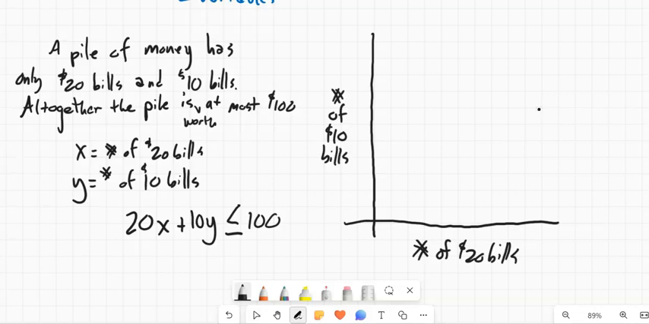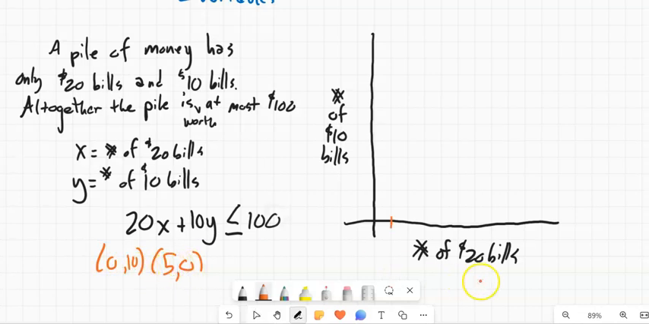To graph this, I'm going to use that this is standard form, so I'm going to use the cover up or intercepts method. If X is 0, 20 times 0 is 0, 10 times Y is 100, so Y is 10. And if Y is 0, I don't have any of those, 20 times what gives me 100? 5. Great. So I know that this goes through those two points, (0, 10) and (5, 0).